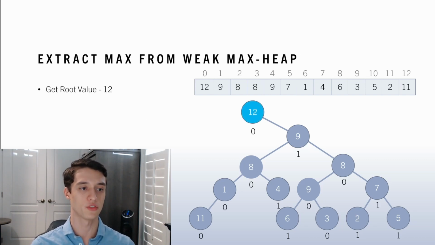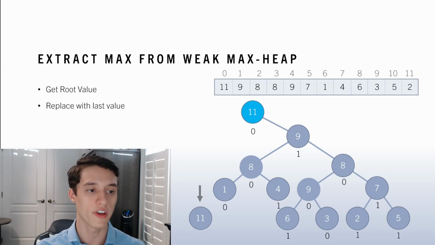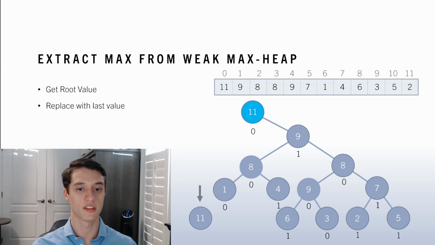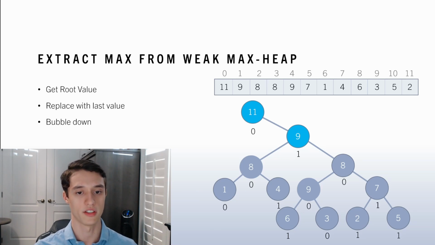To extract the max in the weak heap, we're going to get the root value. We're going to replace with the last value in the array since we know that it will not have children, we won't have to really deal with any funny stuff. Replace the last value, and we're going to bubble down, right? So 11, 9 are not going to swap, and that's all there is to it.